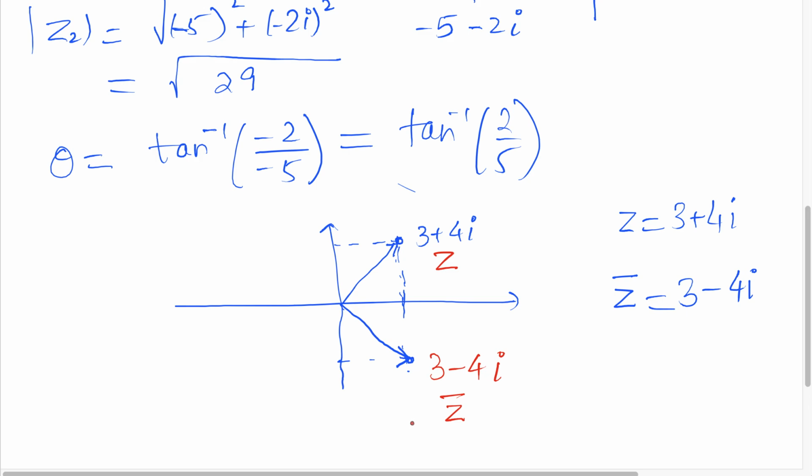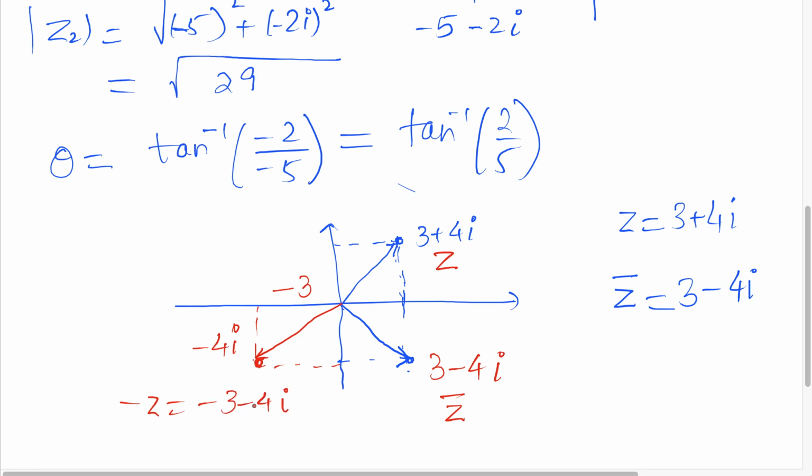Then what about minus z? Well, minus z is somewhere here. Minus z has the negative real part and the negative imaginary part. Minus z is minus 3 minus 4i.